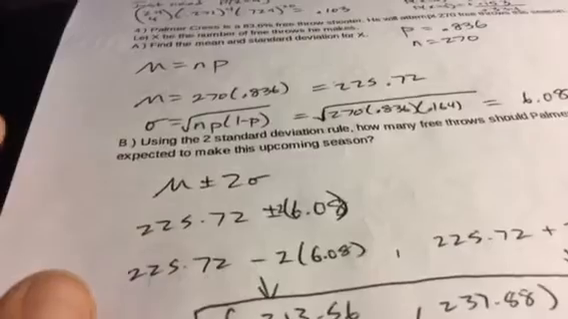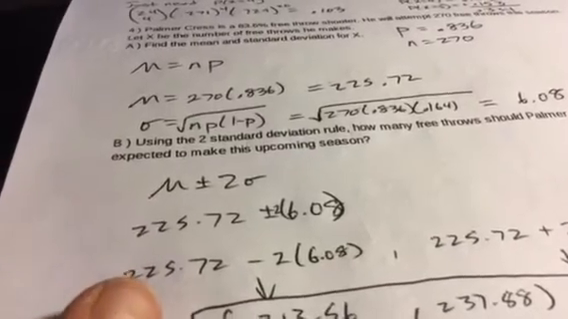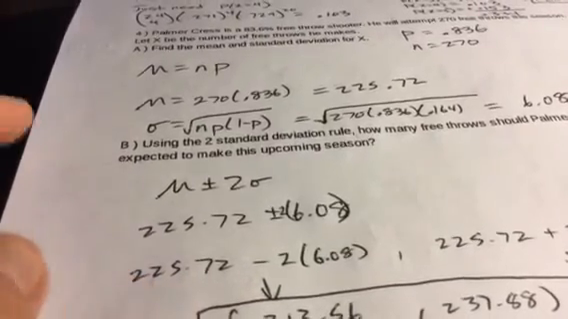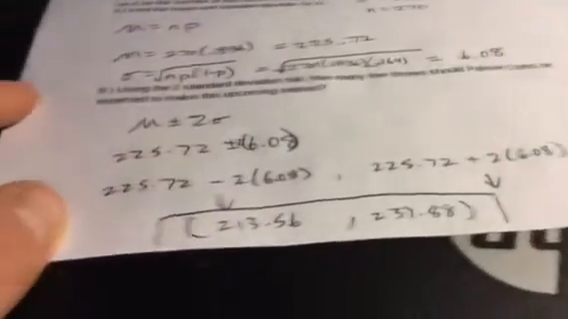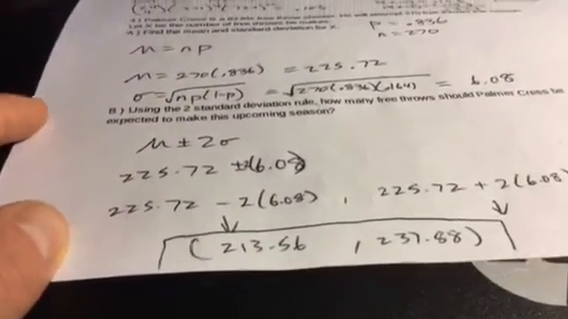Using the 2 standard deviation rule, how many free throws should Palmer Cress expect to make? That is the mean plus or minus 2 standard deviations. And that is our answer. That's a pretty easy question there. All right.